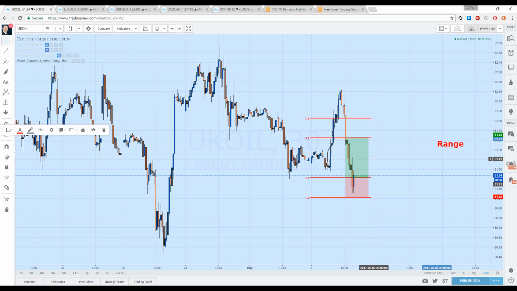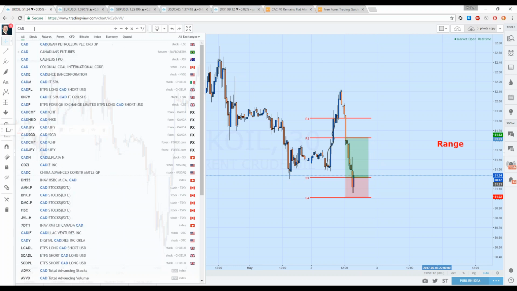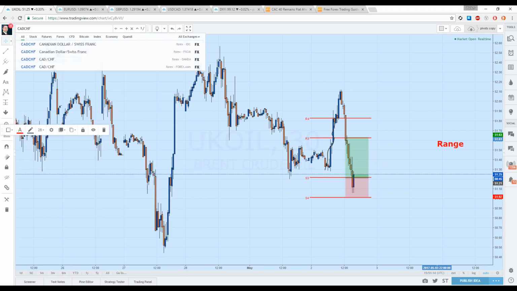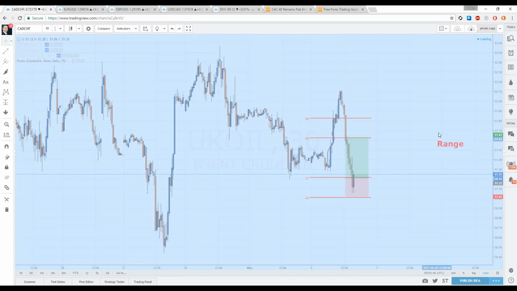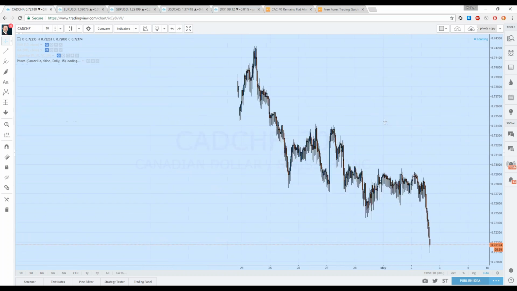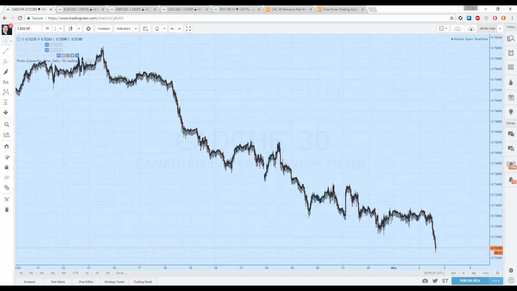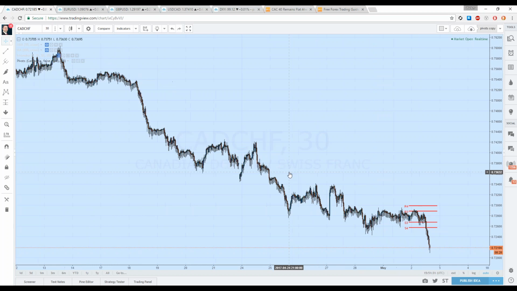This one is going to be a comment from Gayala. Hope I said your name correctly there. And this one is going to be for the CAD Swiss. Okay, CAD Swiss, this is great, another currency pair that I don't get to talk about too often. But again, through pivot points, we can come to a decision about the market relatively quickly. And what we see is prices steadily trending down towards these lower lows.